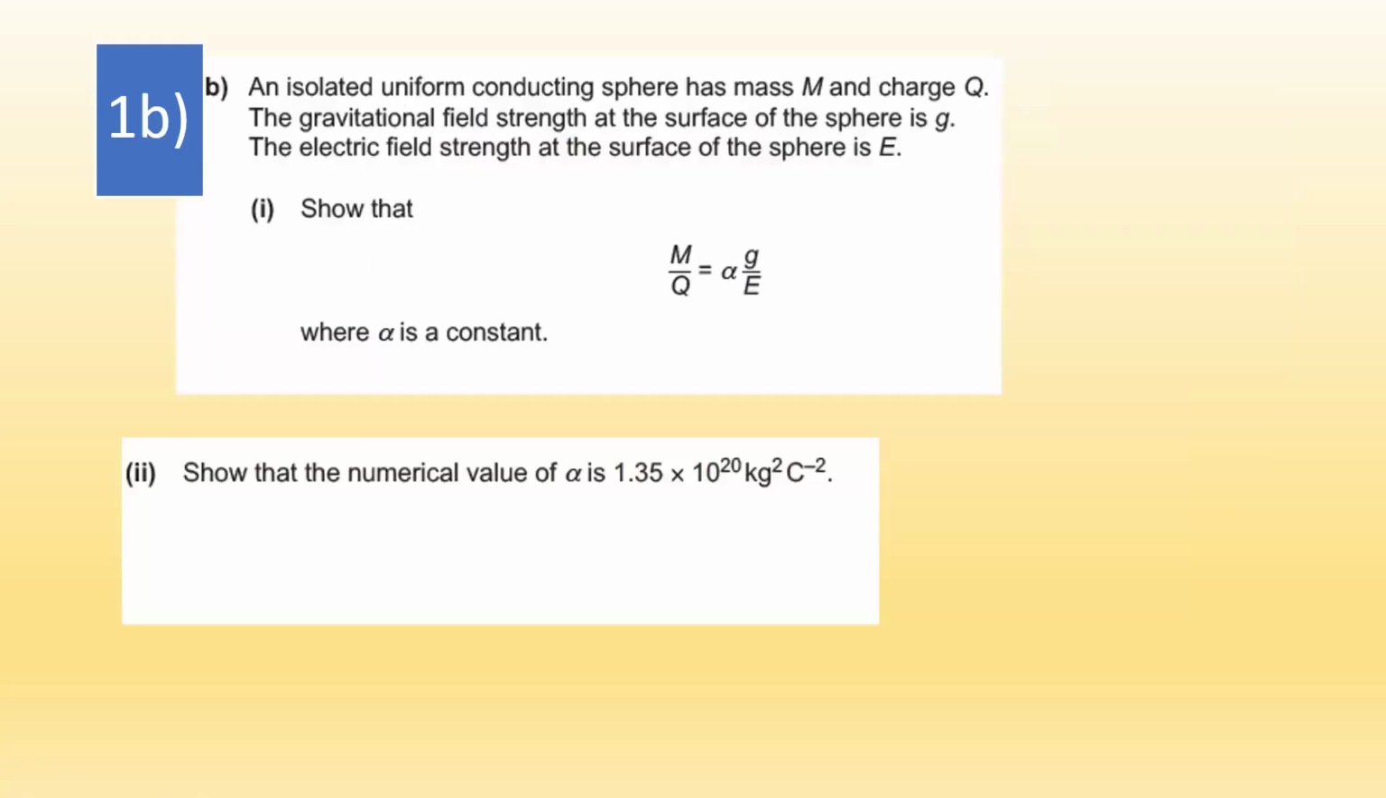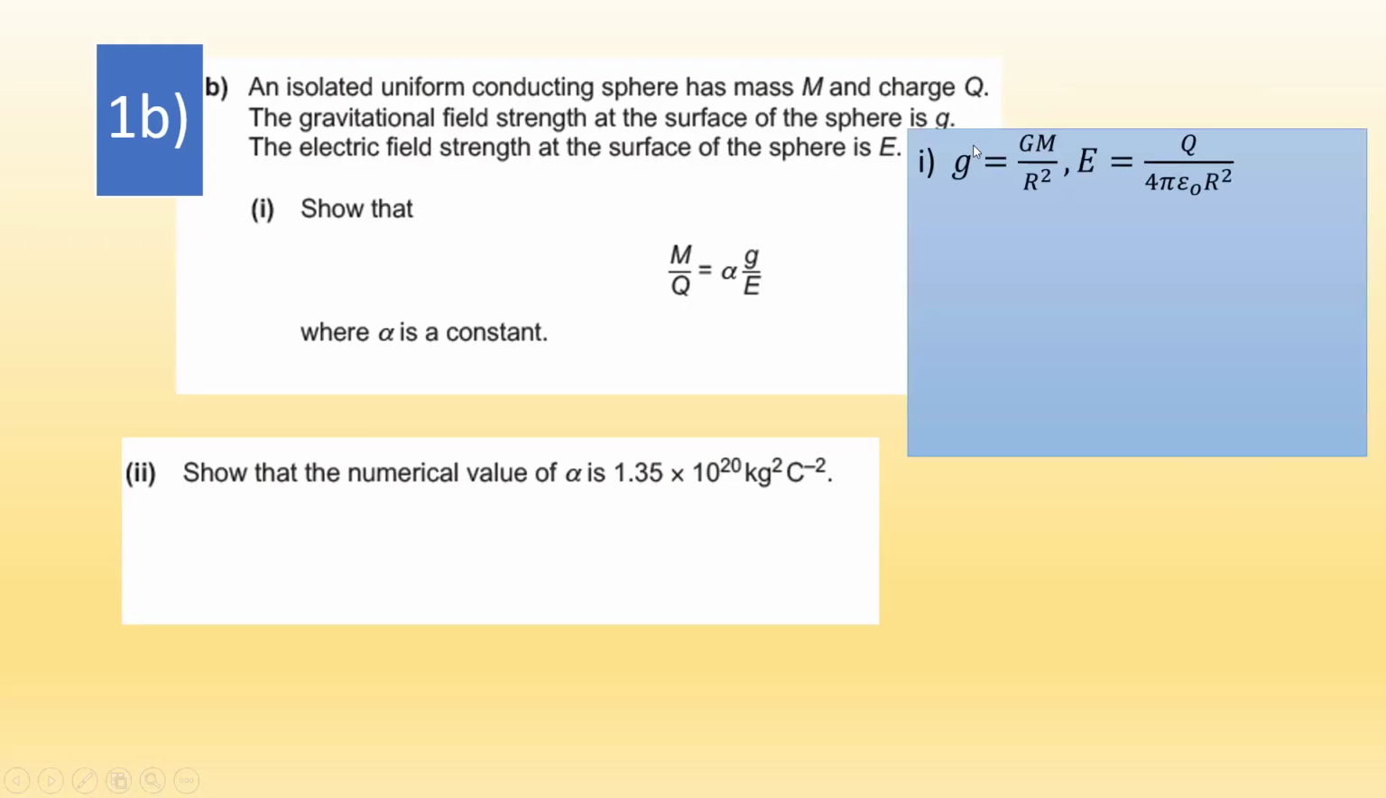An isolated uniform conducting sphere has a mass m and charge q. Gravitational field strength on the surface of the sphere is g. Electric field strength on the surface of the sphere is E. Show that this one equals that. All you need to do is remember your formula. g is Gm over R squared. E equals Q over 4 pi epsilon R squared.